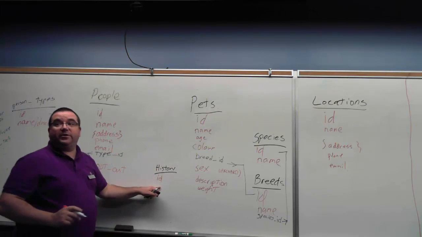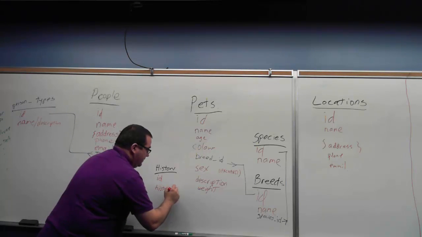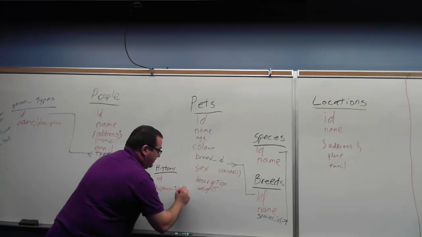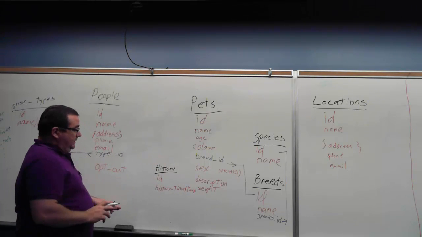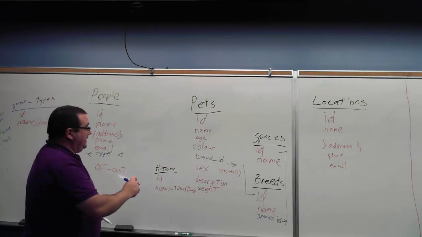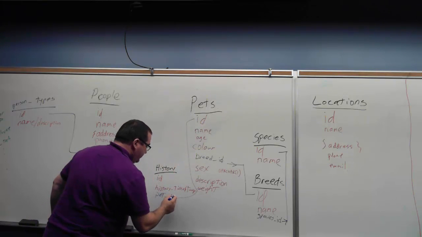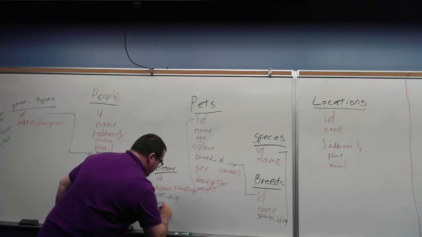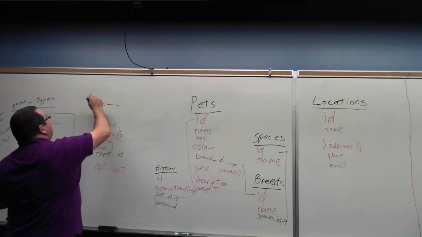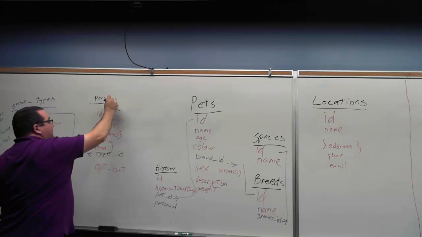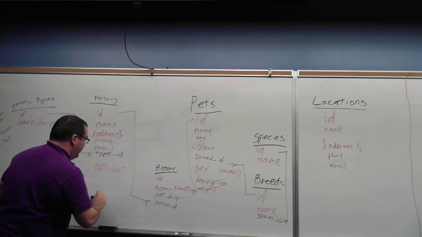So in our history, we're going to want to put an ID. We're going to put a history date. So I'm going to call it a history timestamp, because it's entirely possible that something will happen more than once, and more than one thing a day will happen to it. Now, we're probably going to want a pet ID. You know what? We're going to have a person ID.